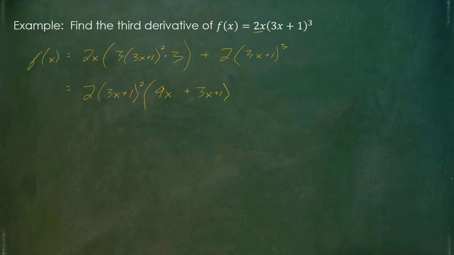So if I look at what that would be able to simplify to, I could say that this is really 2 times 3x plus 1 squared, and then 9x plus 3x, that's really 12x plus 1. So there's my first derivative.